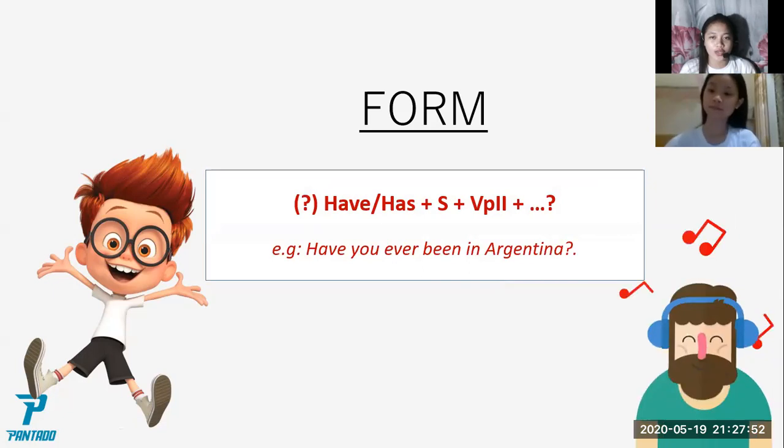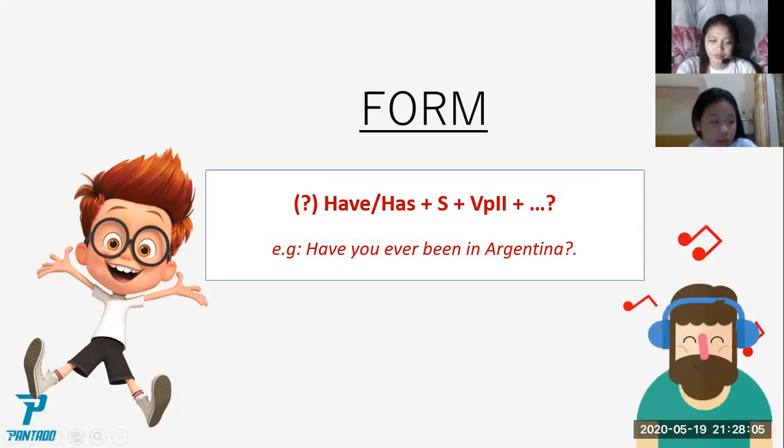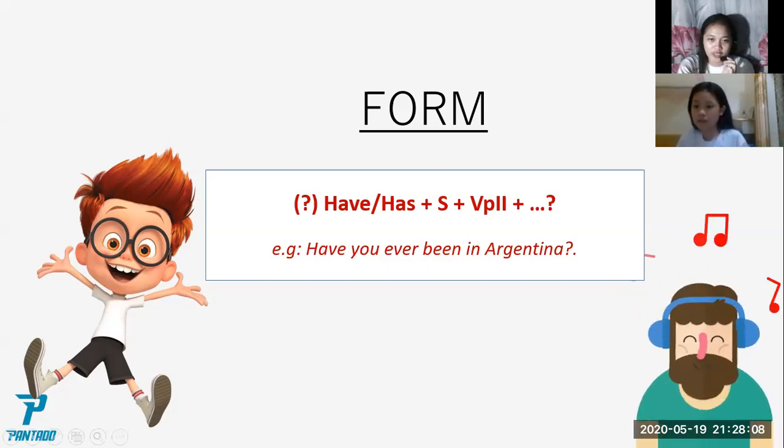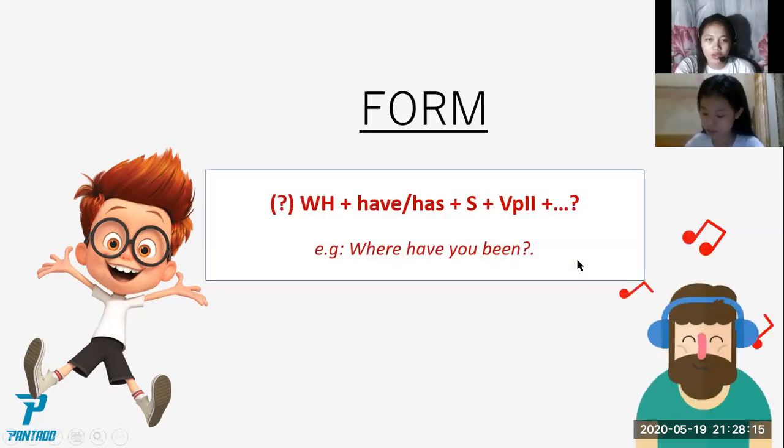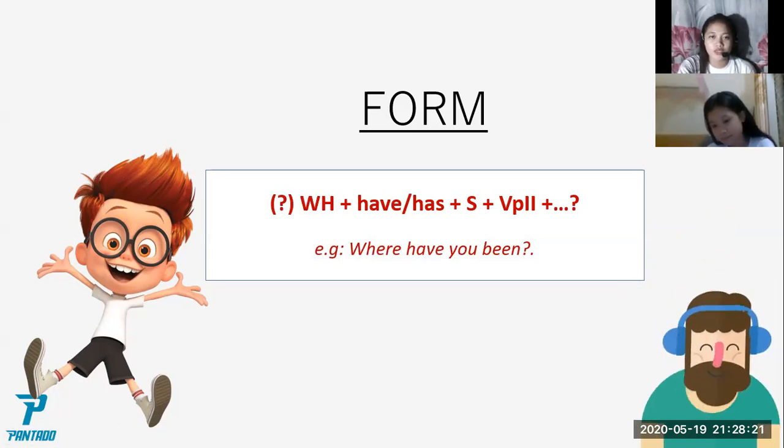How about in the interrogative form or the question form? Can you read an example? Have you ever been in Argentina? Yes, okay. So that is the have or has first, plus the subject, you, and the verb been, plus so on. Okay, how about in the WH form? Remember, the WH comes first, then have or has, then the subject. Where have you been? Okay. Yes. You're clever.